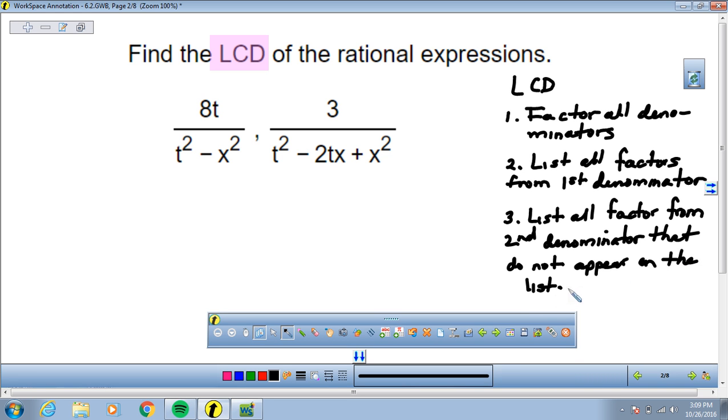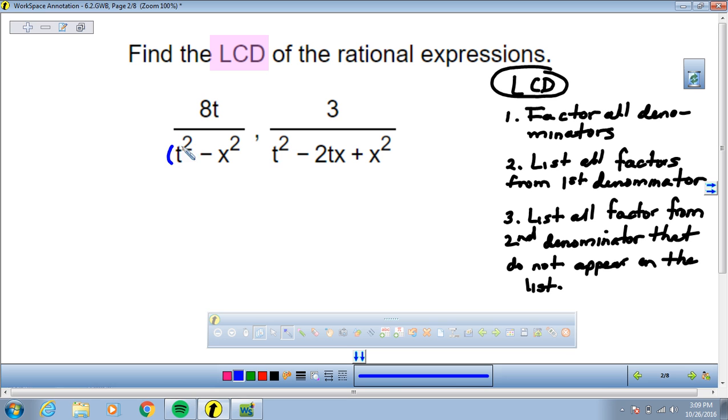Okay? And that will give you your least common denominator. So, let's start off with this problem right here. Let's factor out the denominator of the first fraction. The first fraction gives you t squared minus x squared. Does that sound familiar? Definitely.